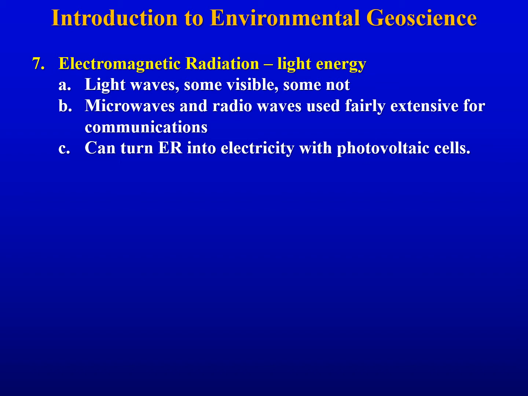And some ingenious souls have figured out how to turn light into electricity. We talked before about how we love as humans to transform one form of energy into another. Potential into kinetic, into electric. Well, we can turn light energy into electricity with things called photovoltaic cells. That's the basis for solar energy here in the US.